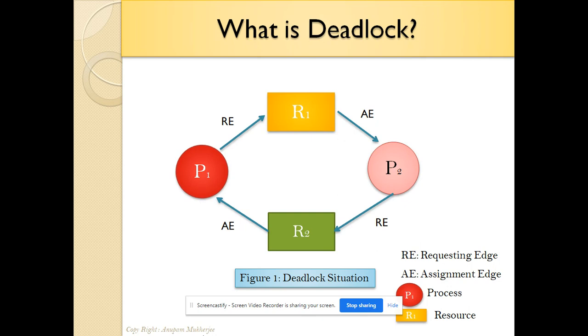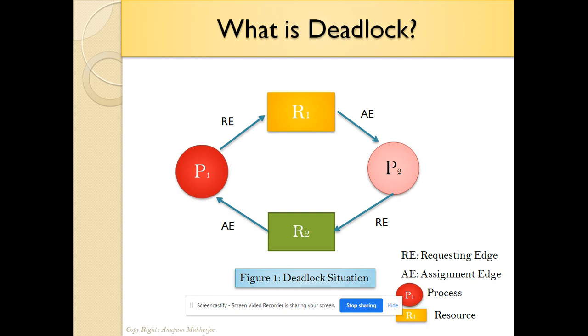We can define deadlock in such a way that it consists of two important elements. One is process, another is resource. A process requests resources. If the resources are not available at that time, the process enters a waiting state. Sometimes a waiting process is never again able to change its state because the resources it has requested are held by another waiting process. This situation is called deadlock.